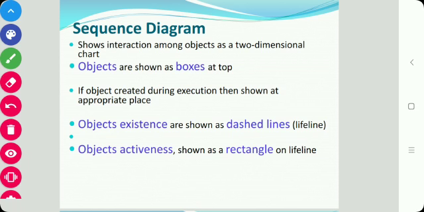Sequence diagram. The sequence diagram shows the interaction among the objects as a two-dimensional chart, and the chart is read from top to bottom. Here objects are shown as boxes at the top, and if an object is created during the execution of the program, then it appears at the time it is created, and the object which appears at the top already existed.